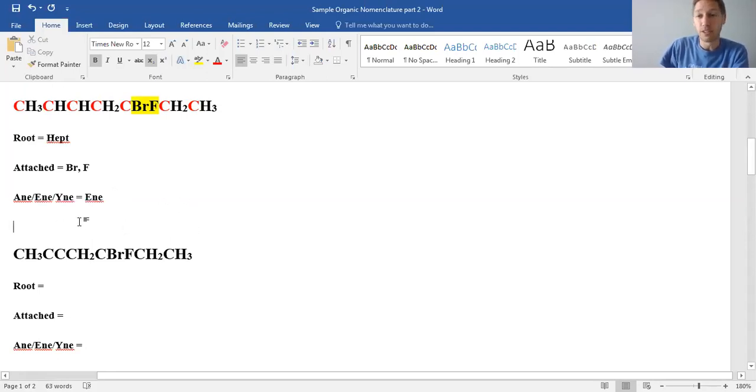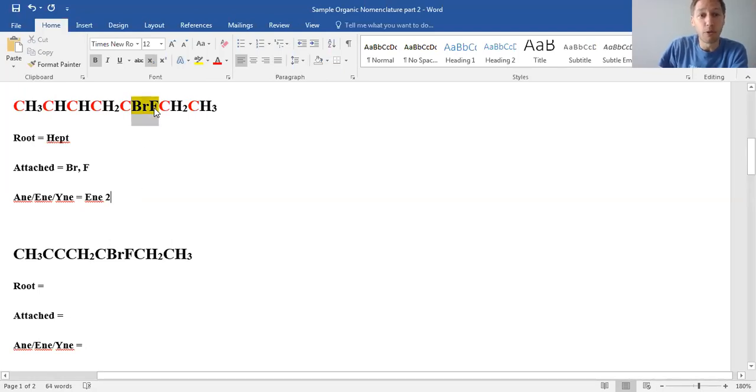Now, when it comes to naming it, first we're going to put on the things we put on as prefixes. But we need to first figure out the number. So do we want to count from left to right or right to left? When it comes to hierarchies, double bonds are more important than halogens. So we're going to make sure our double bond gets a lower number, which means we're going to make the double bond get a 2. So we're going to say that is going to be on the second carbon.